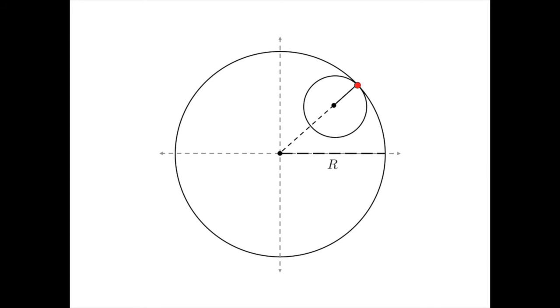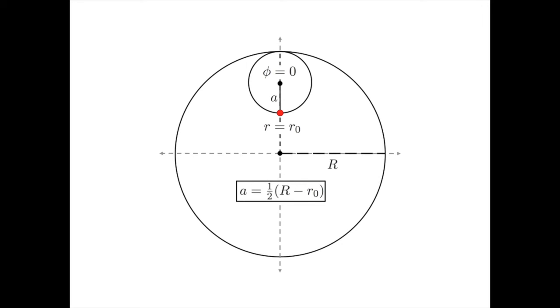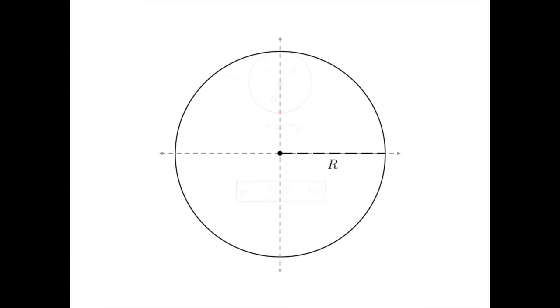We define phi in such a way that phi equals pi when r equals the radius of the Earth. Also, phi equals 0 when r is at a minimum. And from here we are easily able to solve for the radius of the small circle, a, in terms of the radius of the Earth and r0. And finally, when phi is negative pi, r is again equal to the radius of the Earth. Note that these conditions correspond to our previous conditions of phi in the Brachistochrone problem.